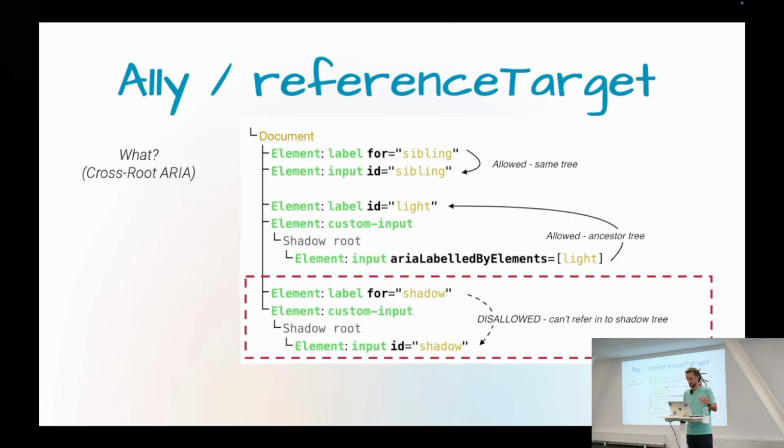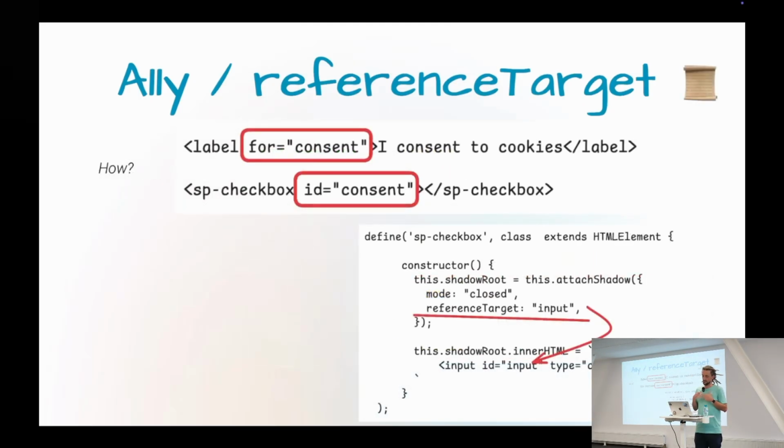So again, accessibility problem. There is a new proposal which will solve this called reference target. So again, when creating or attaching Shadow DOM, you will just specify a reference target, name your input which you want to reference from the outside, and things will work as expected. So hopefully this will also get better adoption across the browsers.